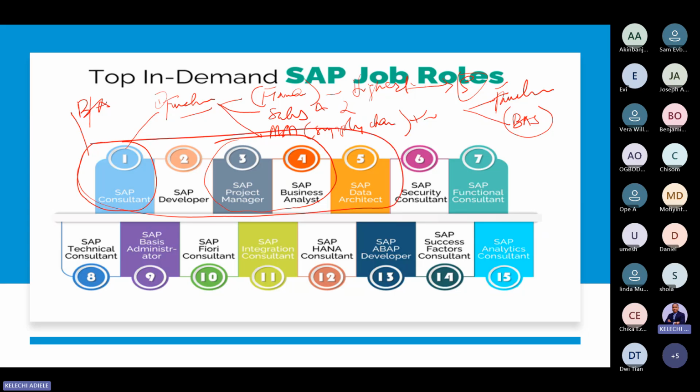So if you're planning a career, you have to be sitting within these top 5 roles if you want to get into the market pretty fast. So you have to sit either as a functional consultant, as a project manager, as a BA, or as a developer. Every other part is also in demand, but the demand is low.